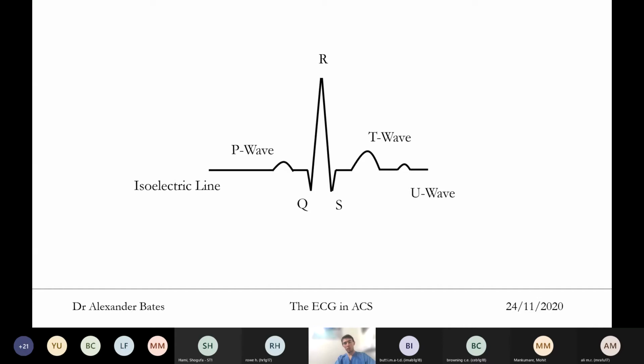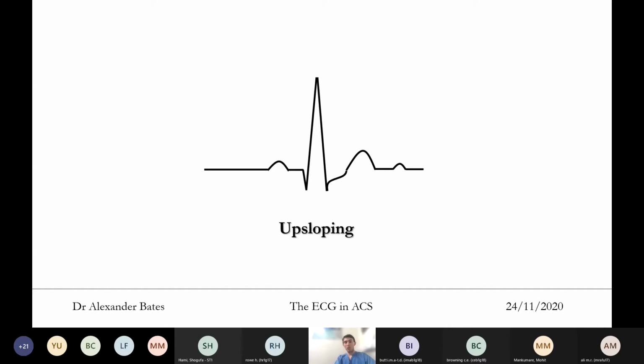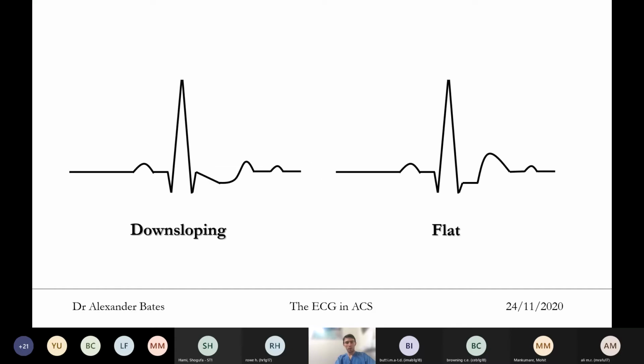So what will this look like? First off, you can have upsloping ST depression. This is less concerning. There's a differential for this, and we don't get too worried about upsloping ST depression. I won't go into too much more detail about that. That can go on for a long time.